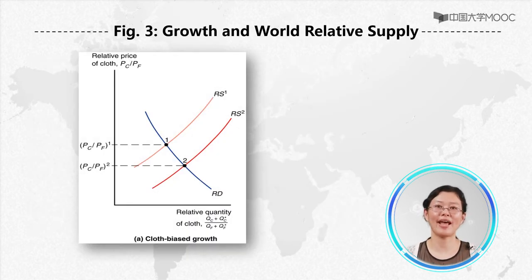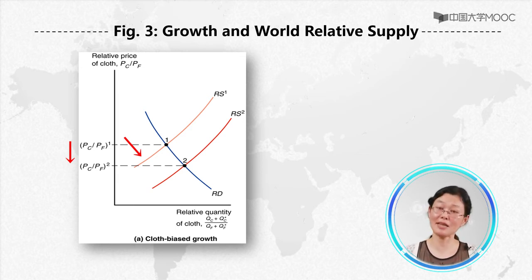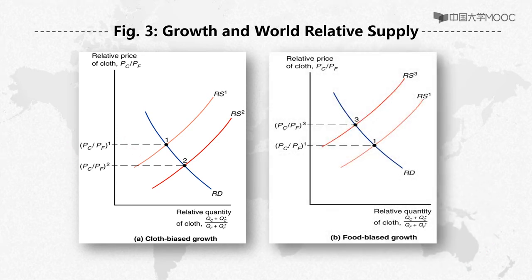Look at Figure 3a. This shift in the world relative supply is from RS1 to RS2. It results in a decrease in the relative price of crops from PC/PF1 to PC/PF2. We find home's terms of trade is worsened, and the foreign terms of trade is improved. The same applies to the foreign country. Look at Figure 3b.